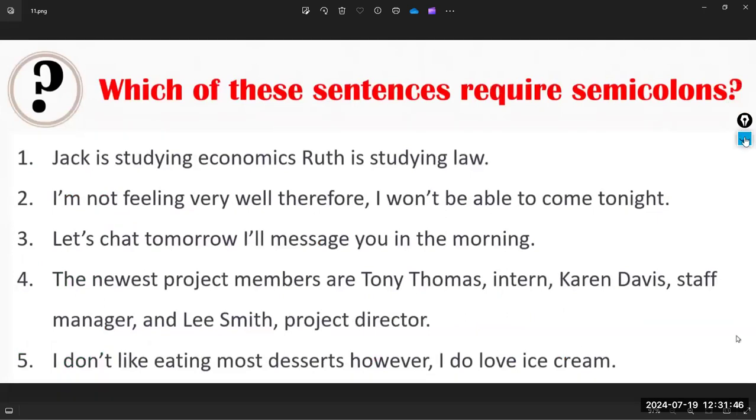Now let me give you 2 minutes just to solve this exercise. The exercise is saying, which of these sentences require semicolons. So please take 2 minutes to solve this exercise, and I have to say that you will do it.